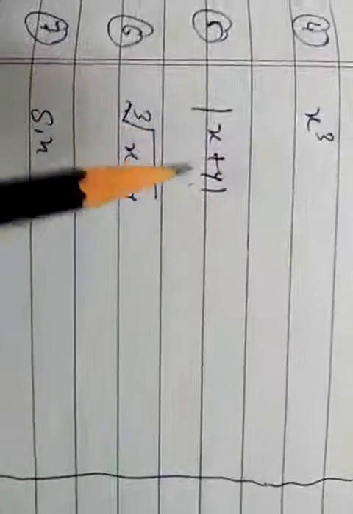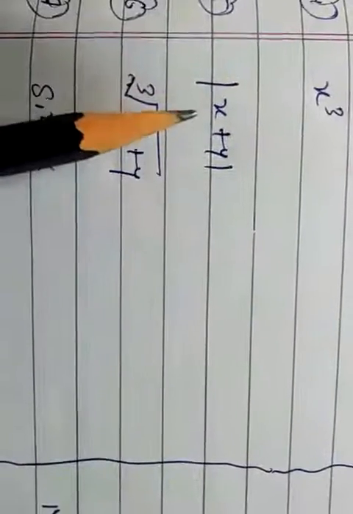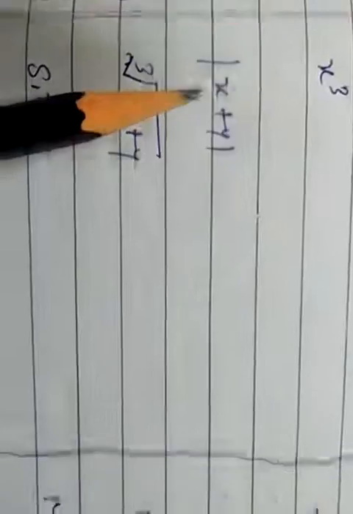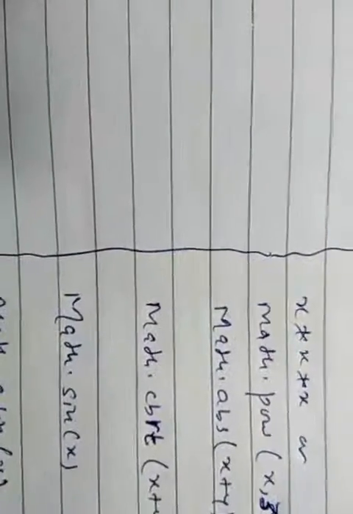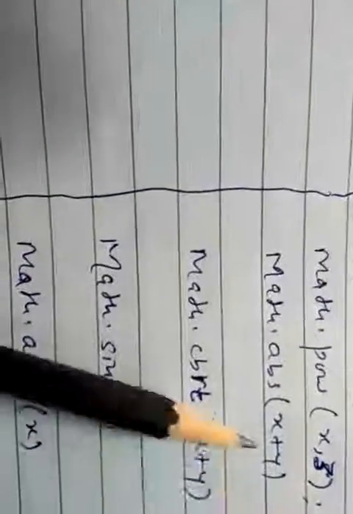This is the sign of ABS. So here we are finding the absolute value of x plus y. So here we are writing math.abs of x plus y. And next one is the cube root of x plus y. So the expression is math.cbrt(x plus y). And next function is the sine of x. So in Java we will write math.sin(x), and for all the functions of the Math class, the M should be capital and the function name is in small letters.